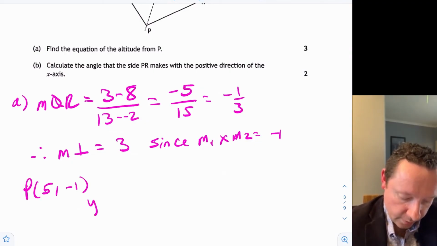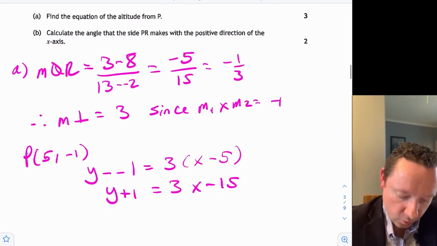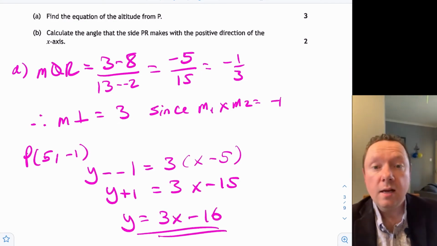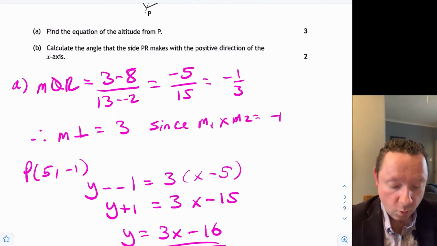So I can use y minus b, y minus minus 1 equals 3 times x minus 5. So y plus 1 is 3x minus 15. And therefore y must be 3x minus 16. And we're done there. Part B, calculate the angle PR makes with the positive direction of the x-axis.